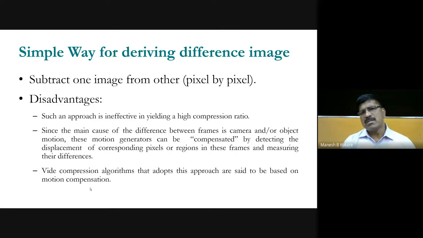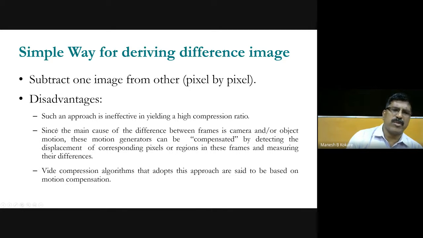Now, what is the simple way for deriving the difference image? How do you find it? Just subtracting one frame from another frame. As I said, in the first frame my hand is here, in the second frame my hand is here. So for the first frame and second frame I'll just subtract pixel by pixel, and what I'll get is only the information about the motion. So subtract one image from the other pixel by pixel.